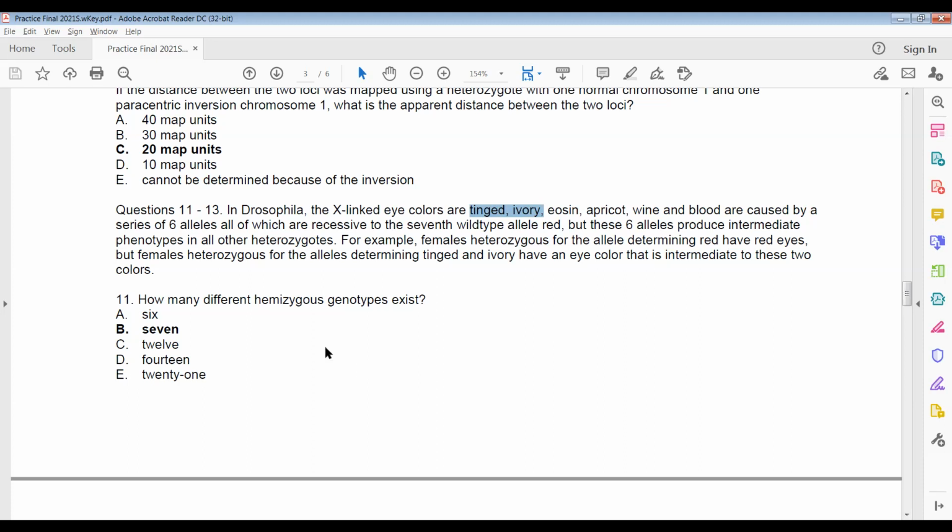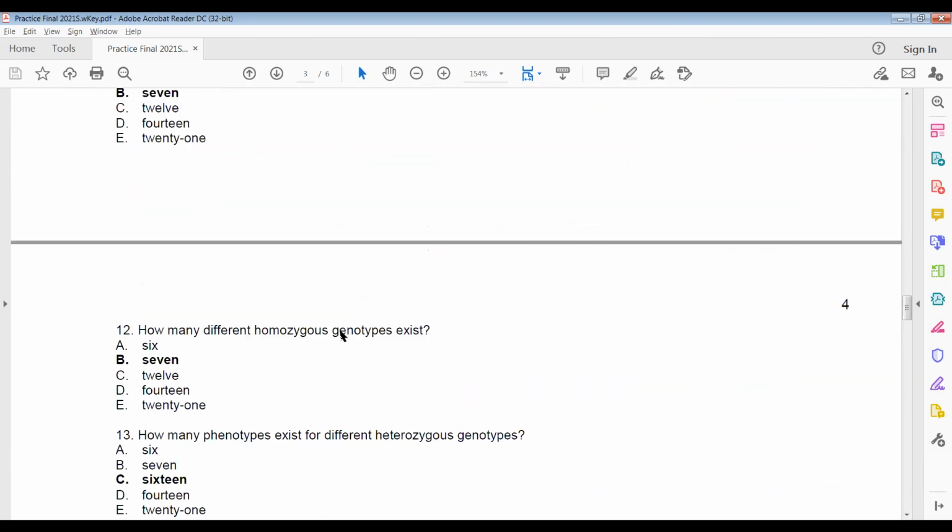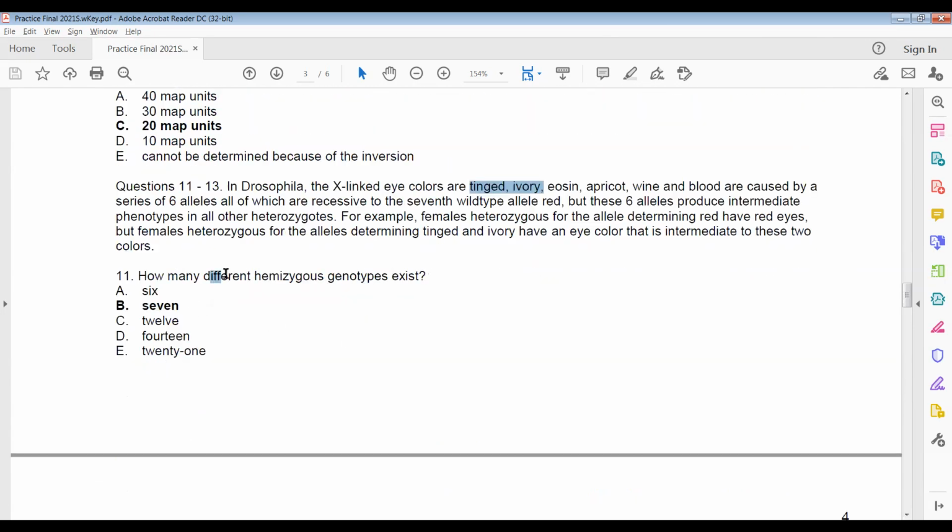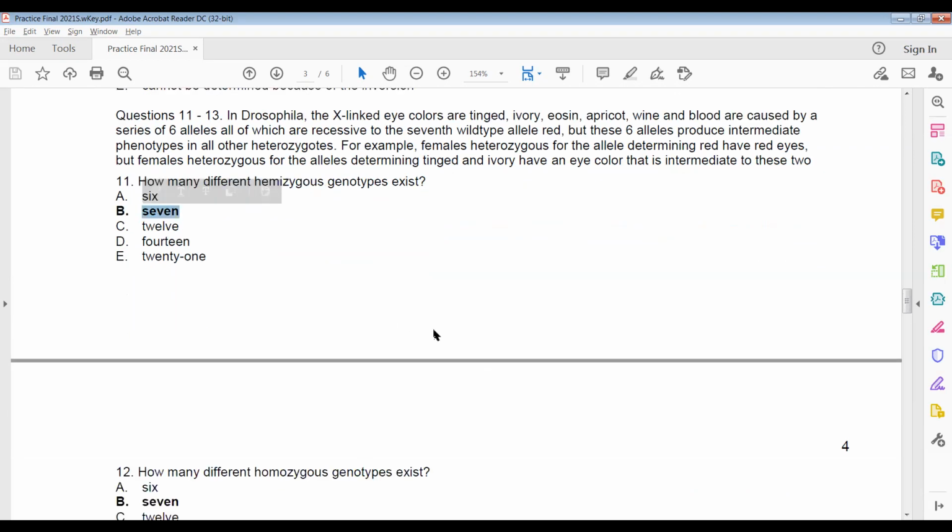Based on this question, we have several problems here. How many different hemizygous genotypes exist? Of course, we have 7 alleles, 1 wild type allele and 6 recessive alleles. Because we are talking about the hemizygous, which means X, Y, only X has this gene, and it is missing on the Y chromosome. So if we talk about the hemizygous, we will have 7 hemizygous genotypes.